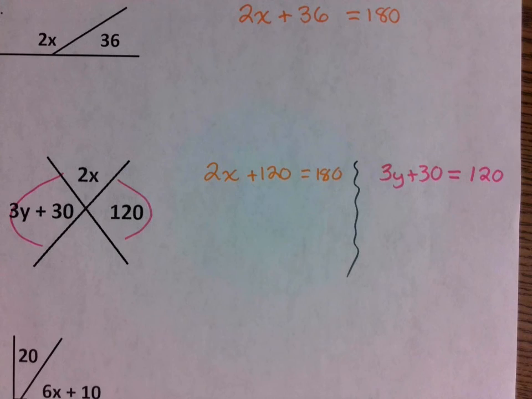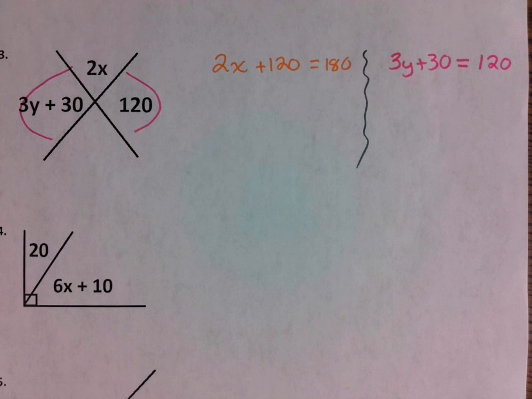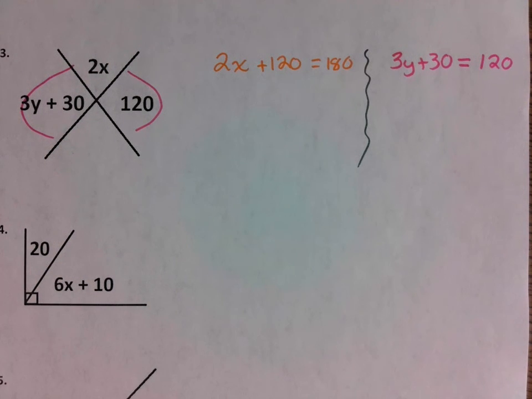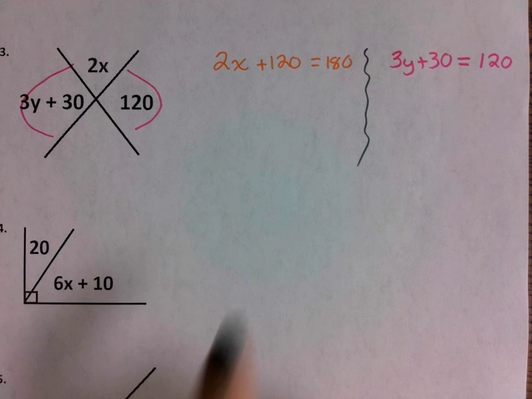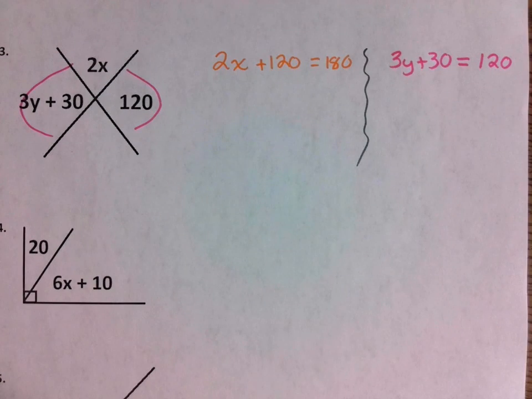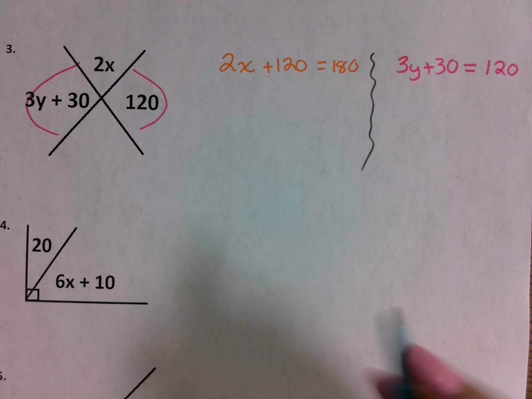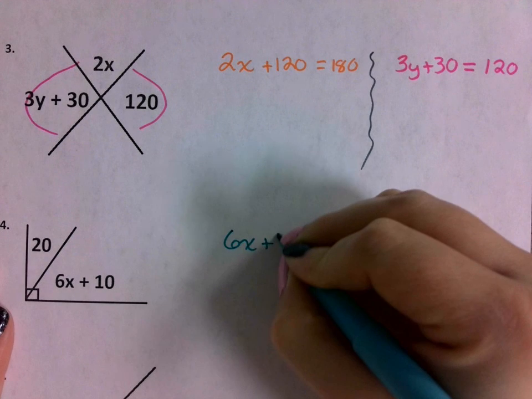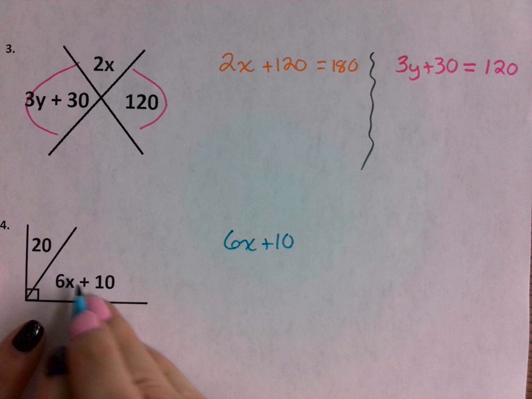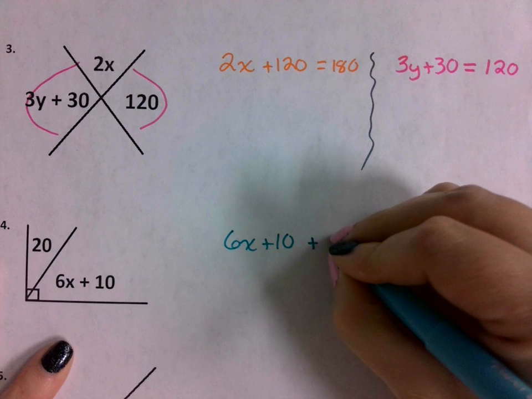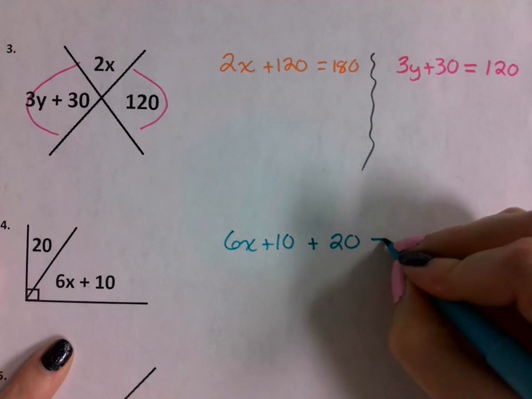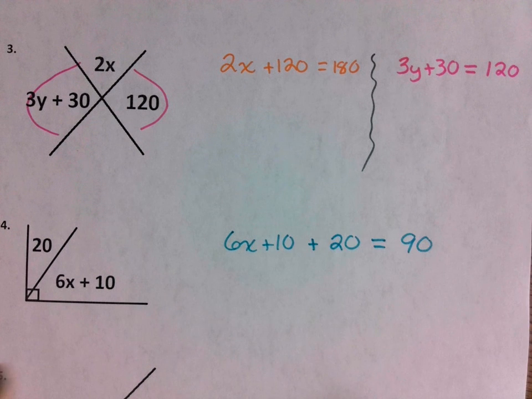For problem number 4, we're dealing with the supplementary angle relationship here. I'm sorry, the complementary angle relationship here. So we would have 6x plus 10 as one angle. We're adding it with the second angle, which is 20, and that's going to be set equal to 90. So you'd have to combine like terms and then do opposites.